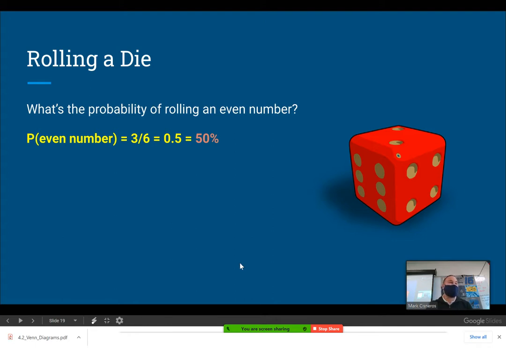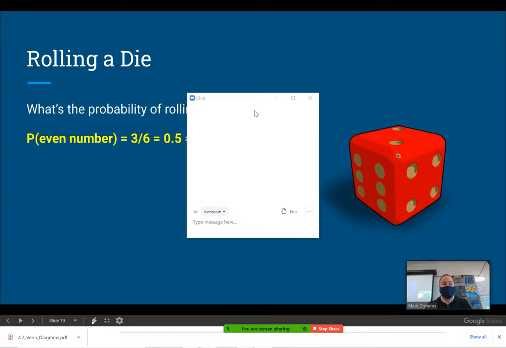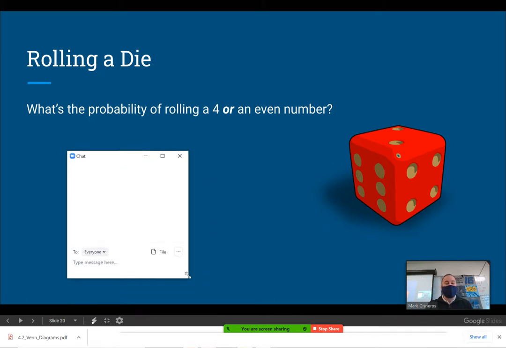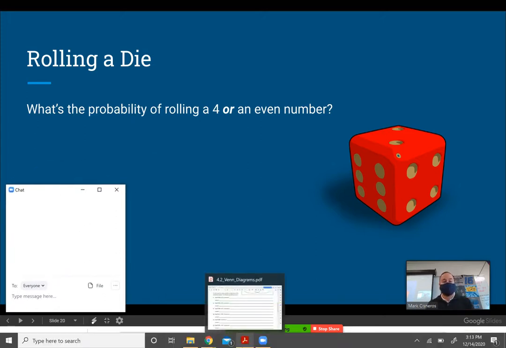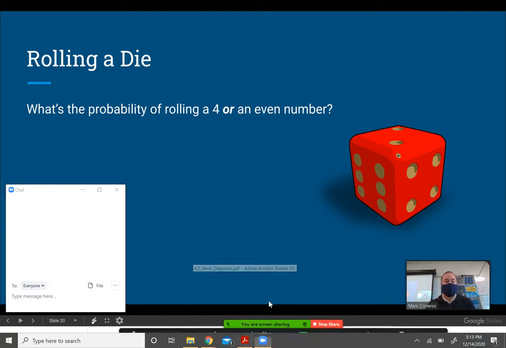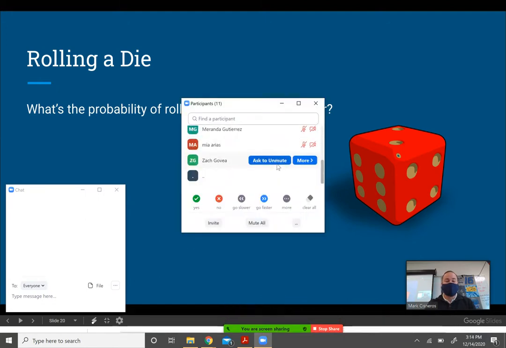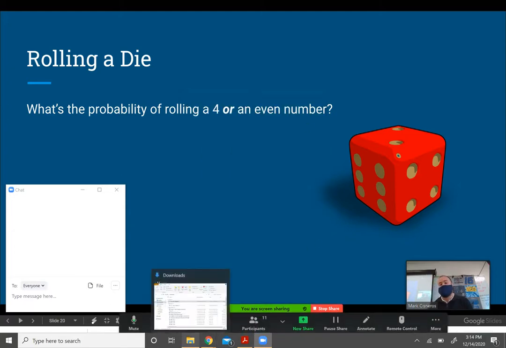All right, I'm going to show you the next question. And I want you to think really hard about it before you yell out an answer. Okay? And maybe I should call somebody at home about this one. Here's the next question. Think about it. What's the probability of rolling a 4 or an even number? Don't say anything just yet. Anybody at home think they might have an answer to this question? What's the probability of rolling a 4 or an even number?